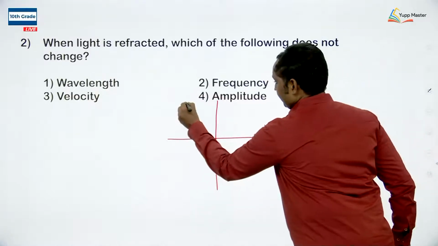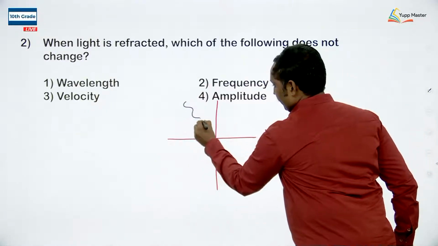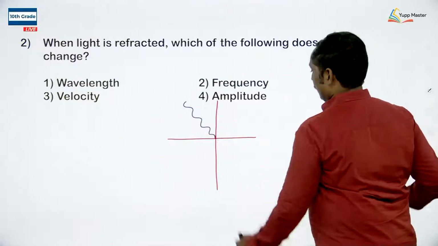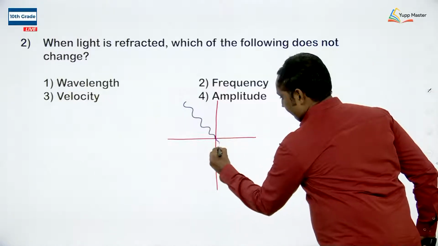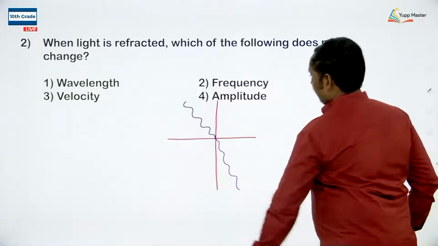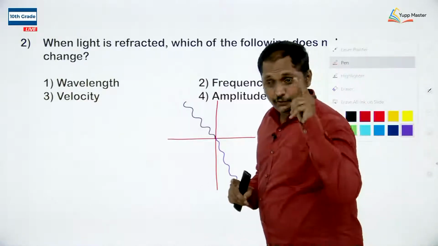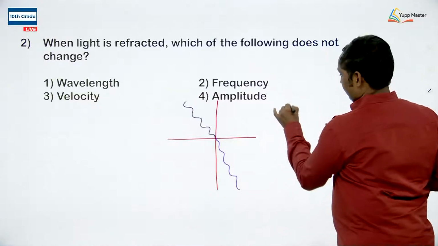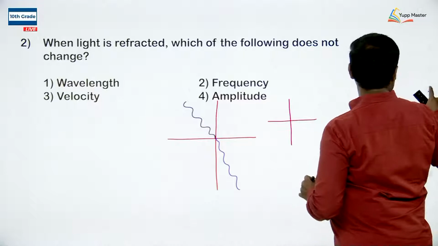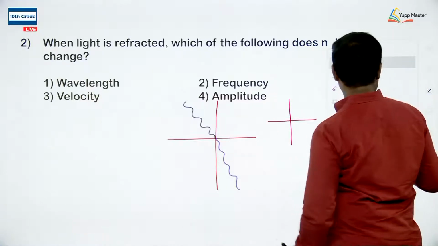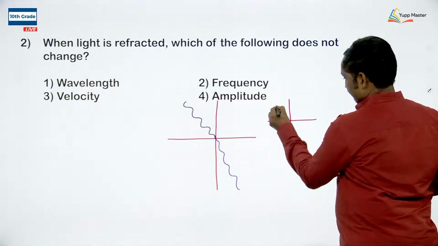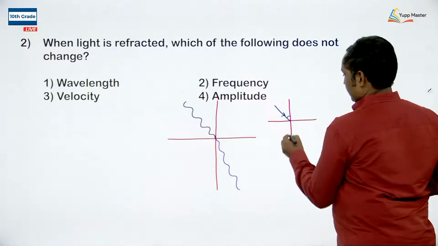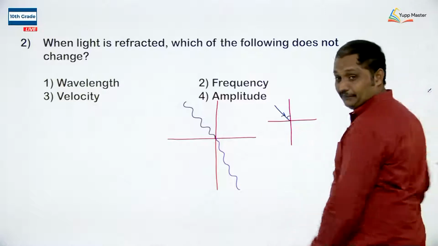Whenever light is traveling in the form of a wave, it has been shown in the form of a diagram. You can take this. Actually, what happens whenever light enters from one medium to another medium? It is going to be refracted.